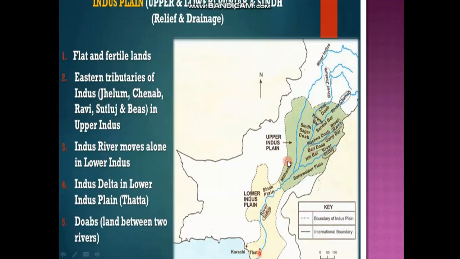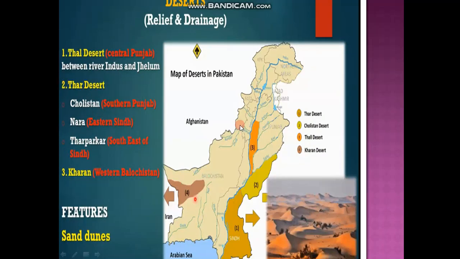The geographical features of these lands are fertile and flat, with great infrastructure and great facilities here. It is basically the economic zone of Pakistan, and agriculture is there. So this is very fertile land. And if you see the blank area, these are basically the deserts in Pakistan. So this is about the exact location on the map and the drainage system of the Indus Plain.